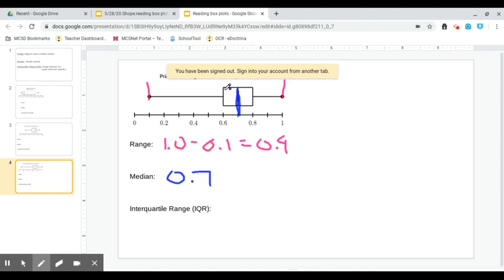And here, this is going to be my lower quartile, that line right there. My upper quartile, it's going to be my line right there. So I need 0.8 minus 0.6. 0.8 minus 0.6 is 0.2. There is my interquartile range.